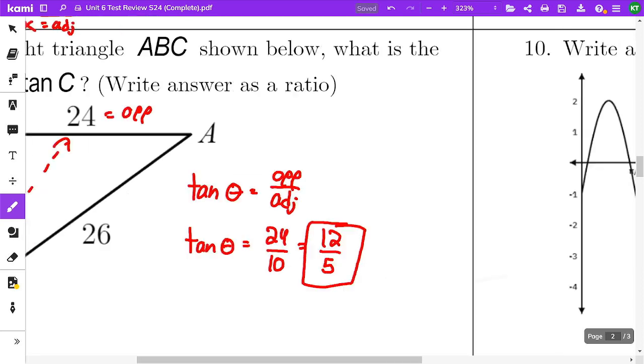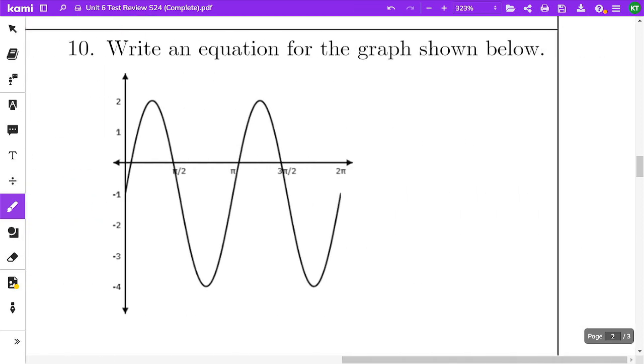And then lastly, number 10, this closes out our first part here. It's asking us to write an equation. So starting and ending the same way, I want to figure out A, is this a sine or a cosine? B, what's my amplitude? C, what's my midline? And D, my vertical shift.